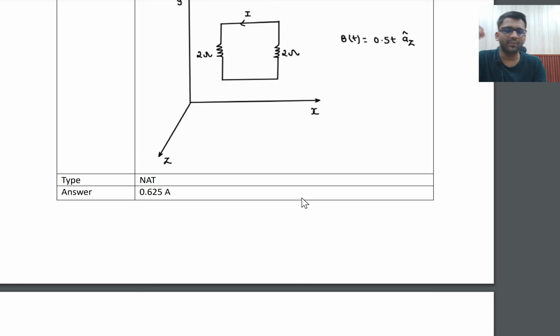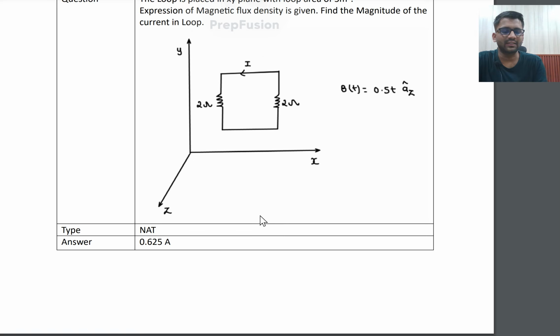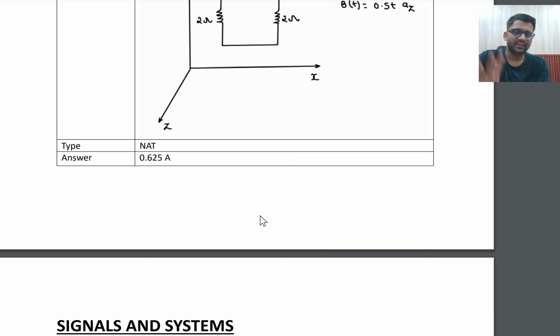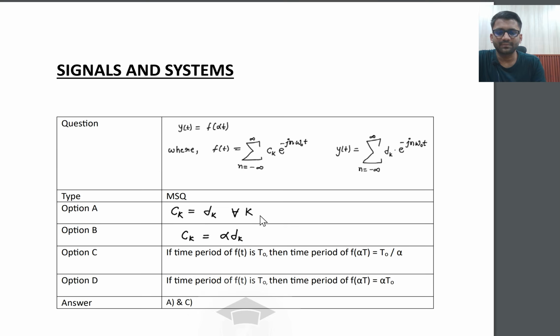But there could be problems from different topics, like they could have asked from waveguide, from transmission line, standing wave pattern, oblique incidence. They could have asked those problems rather than asking these problems. But it is what it is. The paper has been done. So the answer here would be 0.625 ampere.